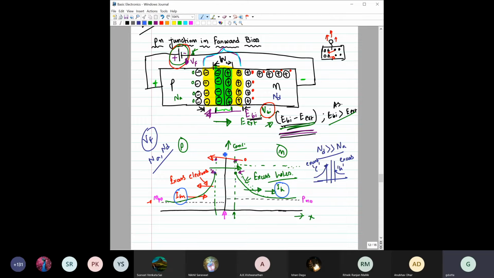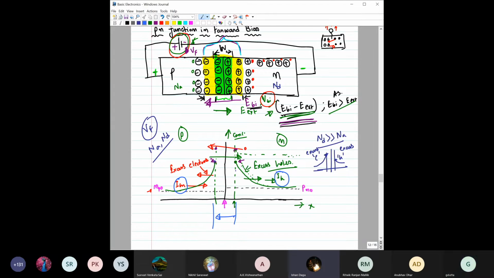And one more thing you see from this: the resultant electric field direction is still from the N side to the P side, inside this depletion region. And the hole moves in the same direction as this electric field. So if it were due to drift, the hole should move in this direction, not in this direction. Yes, sir. Sorry, sir. No issue.